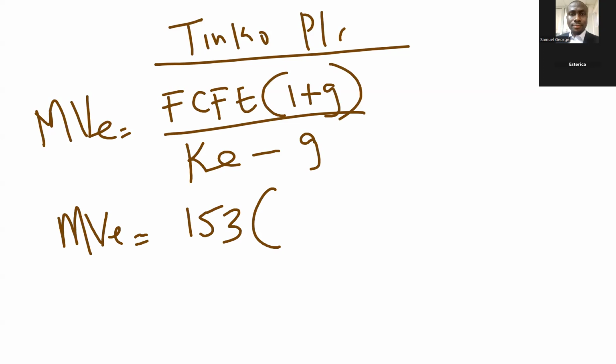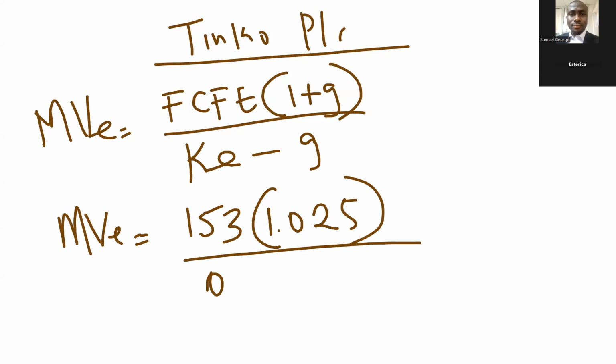That is 0.025 plus 1, that's 1.025. Okay, 2.5% is 2.5 divided by 100, that's 0.025. 0.025 plus 1, that's 1.025, all divided by cost of equity, which is 11%, 0.11 minus 2.5%, 0.025. So what is our answer here?